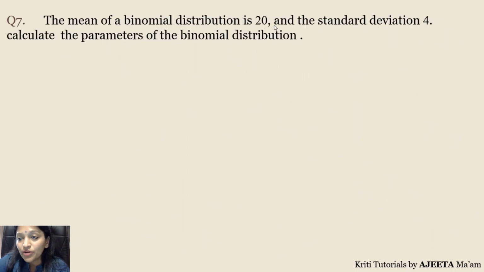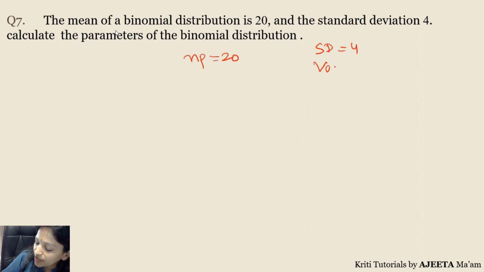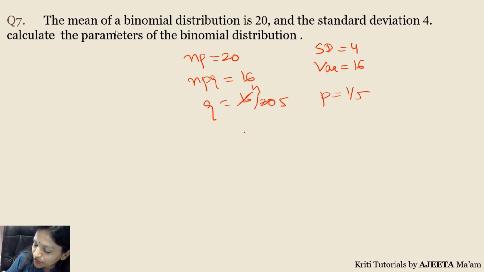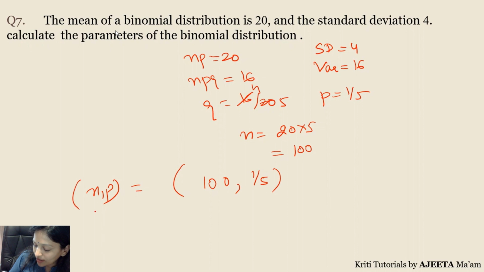Now the mean of a binomial distribution is 20 and the standard deviation is 4. Calculate the parameters. Now parameters, as I have told you, there are two parameters, N and P. So that is what we need to find. So the mean is 20, so NP is 20. Standard deviation is 4, therefore variance will be 16. So NPQ is 16. So what will be Q? Q will be 16 by 20, that is 4 by 5. So P will be 1 by 5, which gives you N as 20 into 5, that is 100. So the two parameters are N and P, that is 100 comma 1 by 5.